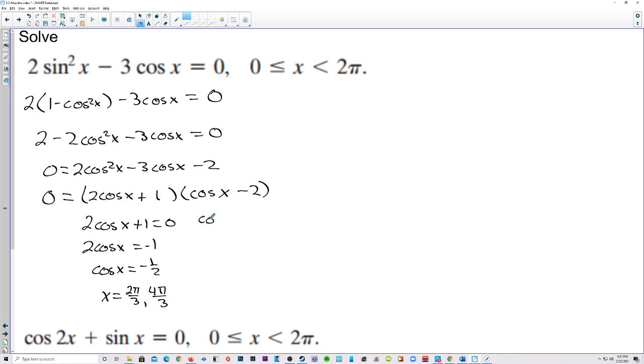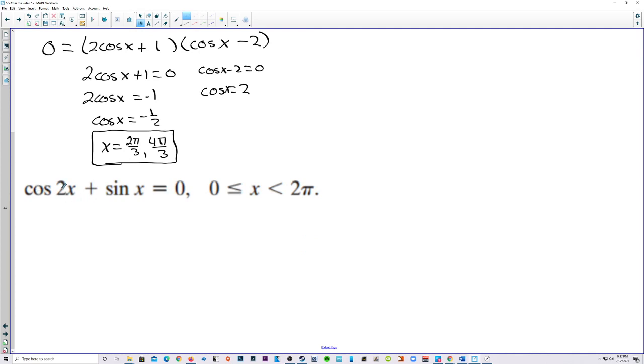With this one, we're going to set this equal to 0. Add 2 over. And we want to know where cosine is 2. Cosine cannot be 2. The biggest cosine can be is 1. So these are the only answers. This one does not produce another answer.